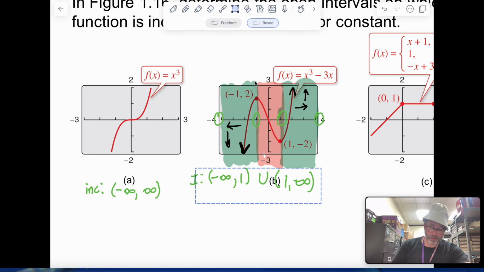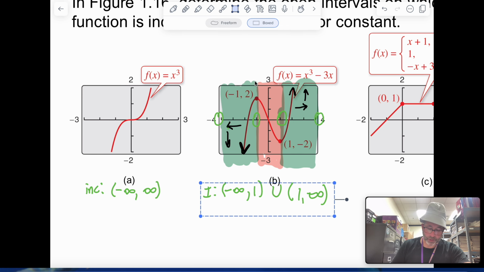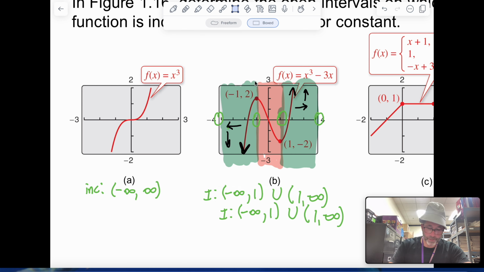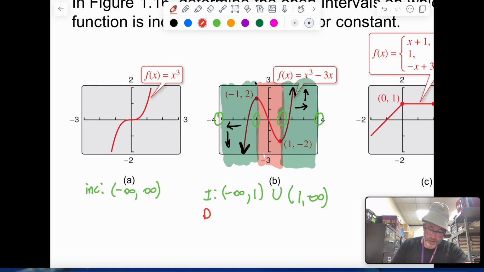Let me go ahead and move this down so we can see a little bit better. There we go. Okay. Where is it decreasing? The decrease happens from right here to right here, and that is again from -1 to +1. You can see it's going down as you go from left to right.